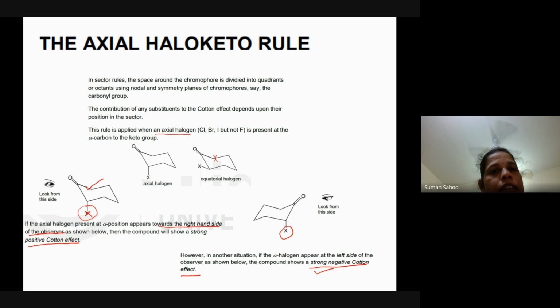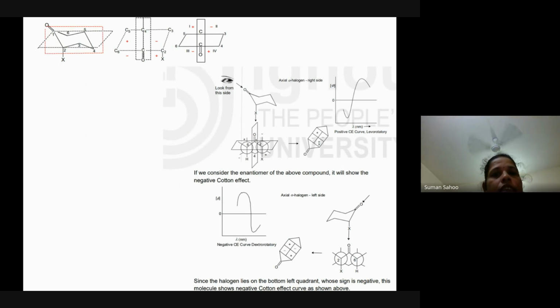Then this octant rule. If you look at this, when the halogen group is present and you are looking from this side, if your halogen is in the positive quadrant, then that would give you a positive Cotton effect curve. But when it is in the negative quadrant, that is going to give you a negative Cotton effect curve.